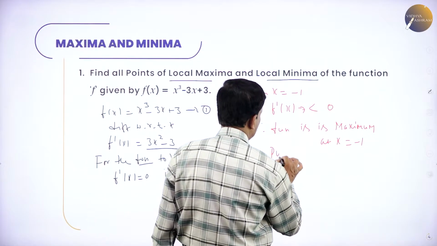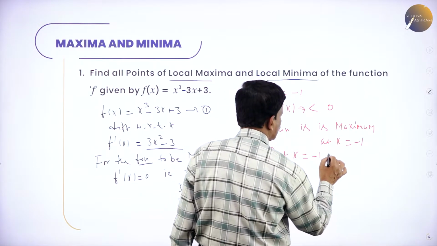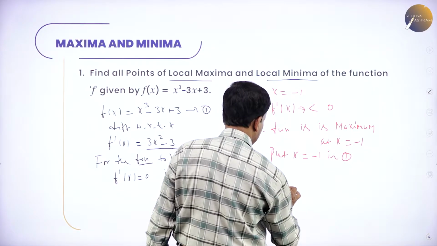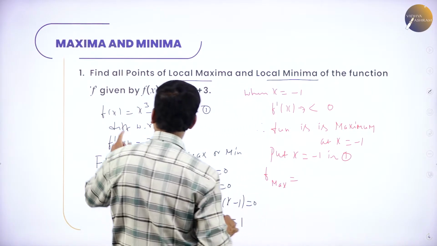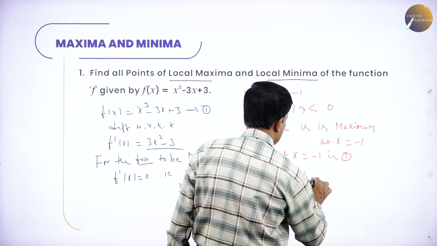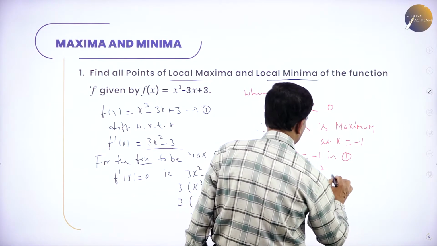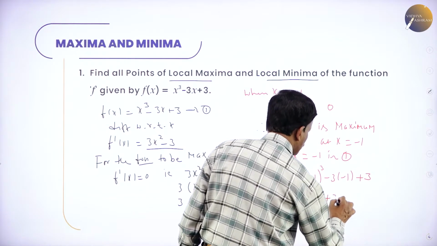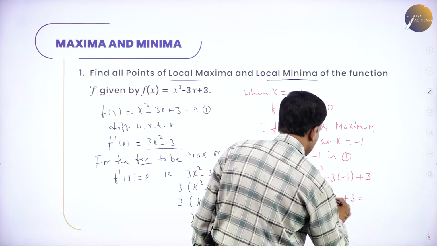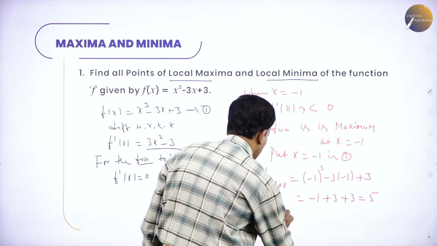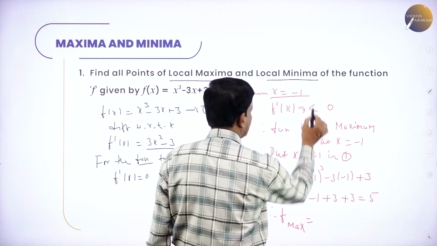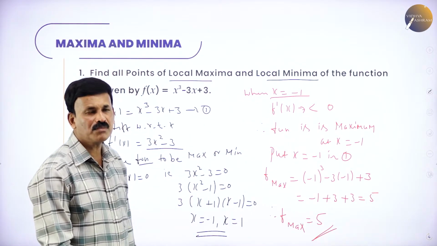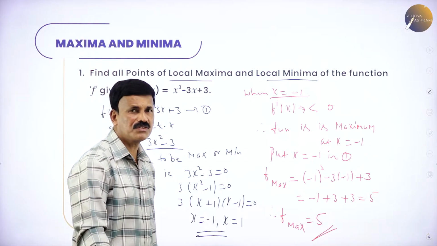Now, the maximum value is got by putting x = -1 in equation number 1. So, you will get f maximum equal to, substituting the value, (-1)^3 - 3(-1) + 3, this is -1 + 3 + 3, which is 6 - 1 = 5. So, at x = -1 the maximum value is 5. This is called the first derivative test.